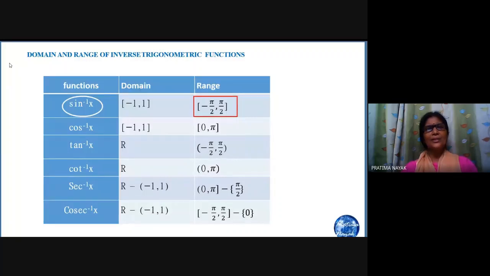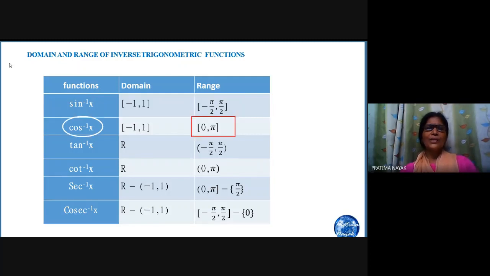Now let us recapitulate the previous concepts we have learnt. One is the domain and range of the inverse trigonometric functions. First is sine inverse x. Its domain is -1 to 1, and range is -π/2 to π/2, and it is a closed interval, meaning both the ends are included.